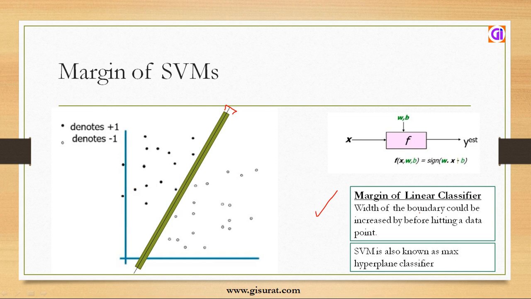How to choose that line? So हम लोग को डेटा पॉइंट को हिट नहीं करना, but near इससे पास आउट. Guys, मैं margin की बात कर रहा हूँ, SVM की बात नहीं कर रहा. Okay, and guys, SVM is also known as max hyperplane classifier. It is also known as hyperplane classifier.